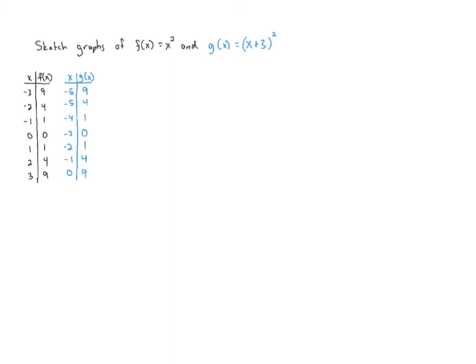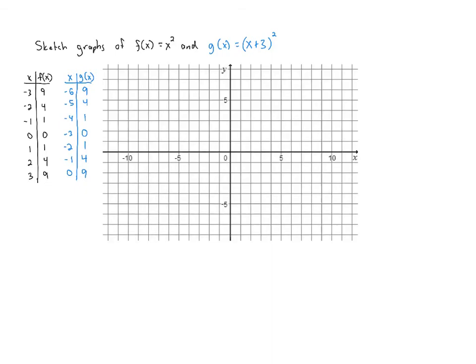Let's get our xy plane and sketch these graphs. So for f of x equals x squared, it's going to be the same as it was in the last video. Same points. And we're going to have the same parabola that we've had before. Should look like that. Now, let's plot our points for g of x, which we're graphing for the first time.